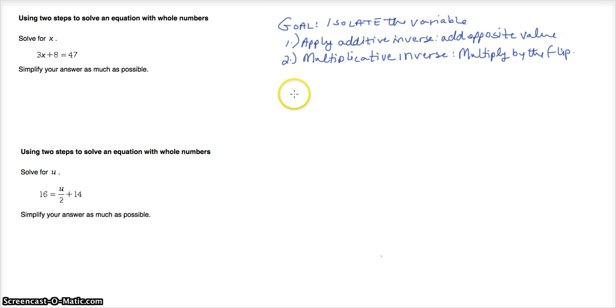And the last thing we need to remember about all of this is that when we apply these terms, the inverse operations, we have to do the work to both sides. And we'll talk about both sides here in just a second.